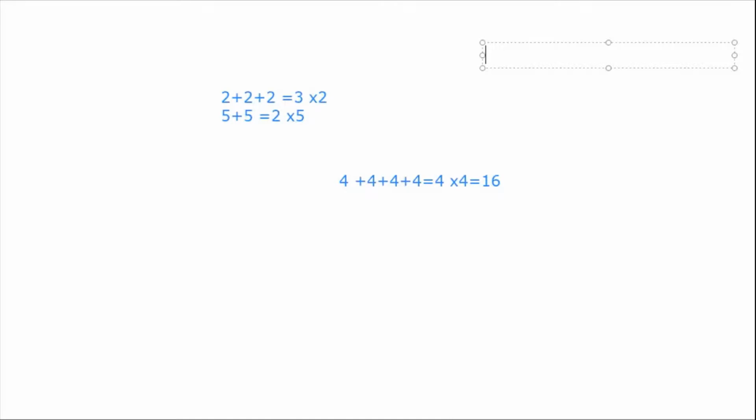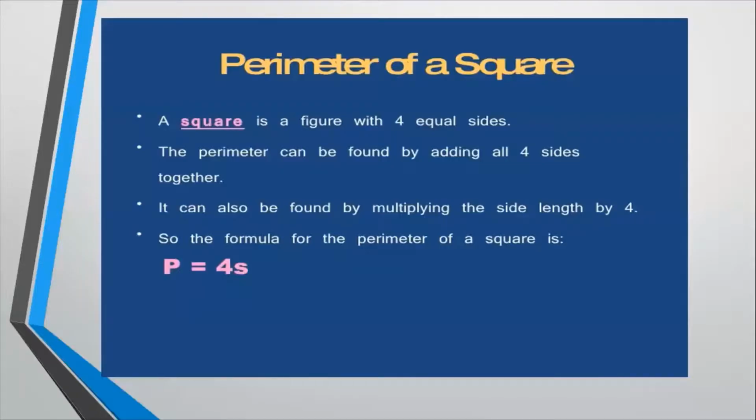So let's come back to the slide. So we were doing it. It can also be found by multiplying the side length, one side length by 4. अगर हम एक साइड की लेंथ को 4 से मल्टीप्लाई करते हैं, that is what I have told you in the working. अभी मैंने आपको वर्किंग में बताया. Are you getting it? The perimeter of a square is a figure with equal 4 sides and perimeter can be found out by adding all 4 sides. अब हम इसको 4 से क्यों मल्टीप्लाई कर सकते हैं? Because square is having all 4 sides equal.